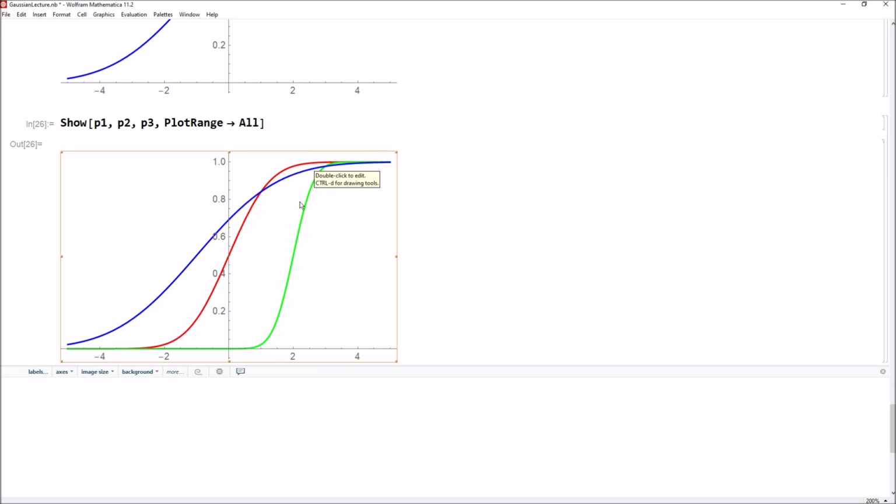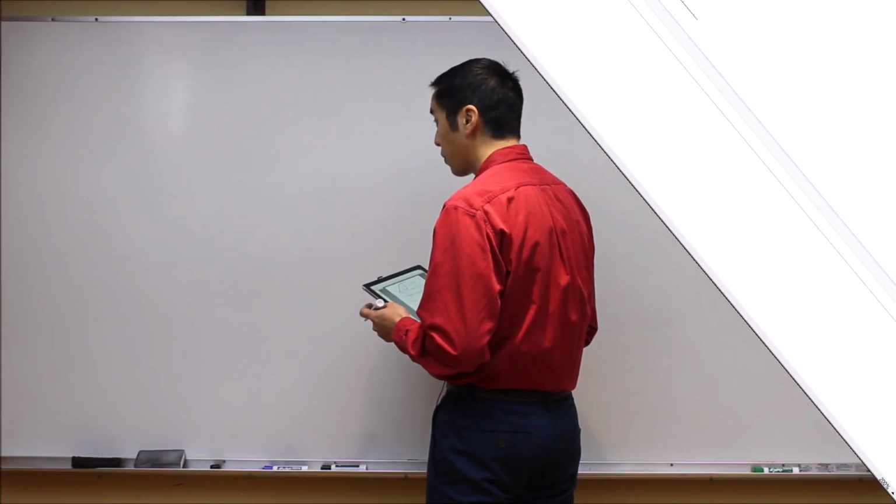For the green one, that was the mean of 2 and a standard deviation of something else. And actually, this is interesting. If you follow this up, I think this comes out to be exactly 1/2, which makes sense because the Gaussian is evenly distributed around the mean of 2. So this gives us a good idea of what the cumulative distribution function for a Gaussian looks like. Let's jump over to the whiteboard and continue our discussion.